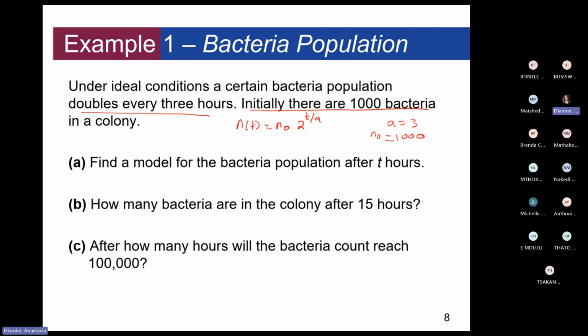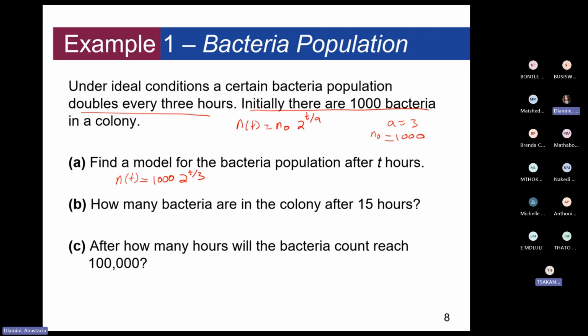They say find a model for the bacterium population after t hours, meaning that your formula has to have t. So we have that n of t is equal to 1,000 times 2 to the power of t over 3. And that's the formula. That's what they're looking for. Are we together there?